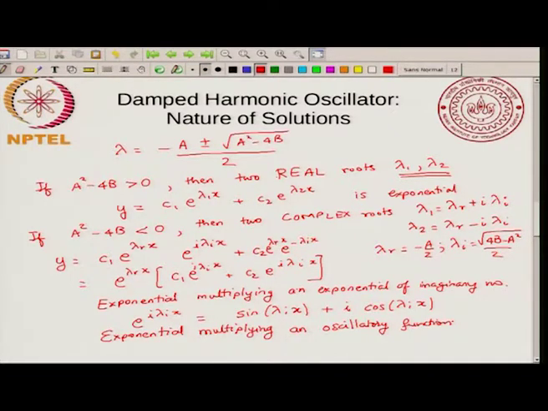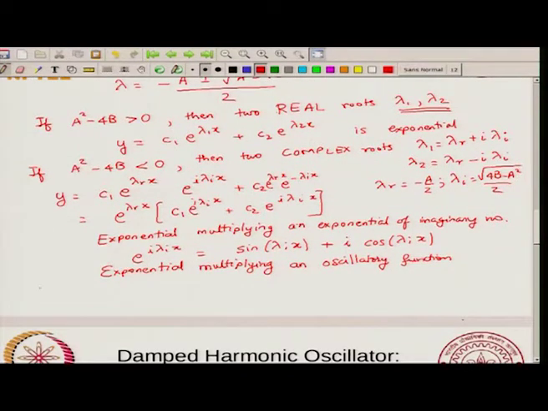Okay, so this is a case when a square minus 4b is less than 0. If a square minus 4b is greater than 0, then you have only exponential functions. If you have a square minus 4b less than 0, you have an exponential multiplying an oscillatory function. And what about if a square minus 4b is equal to 0?